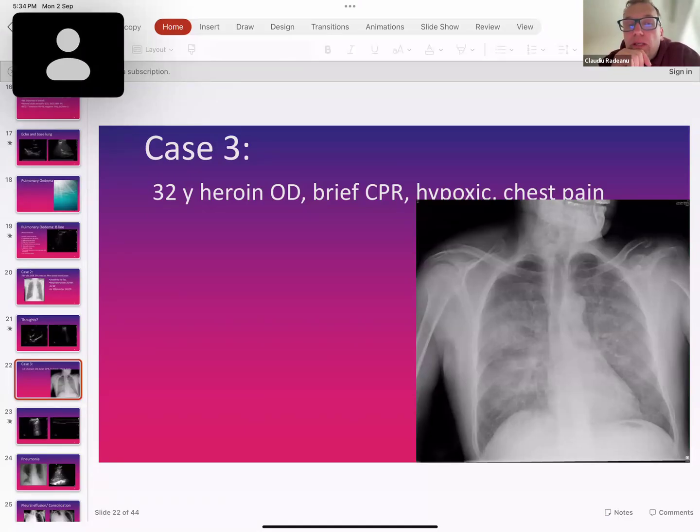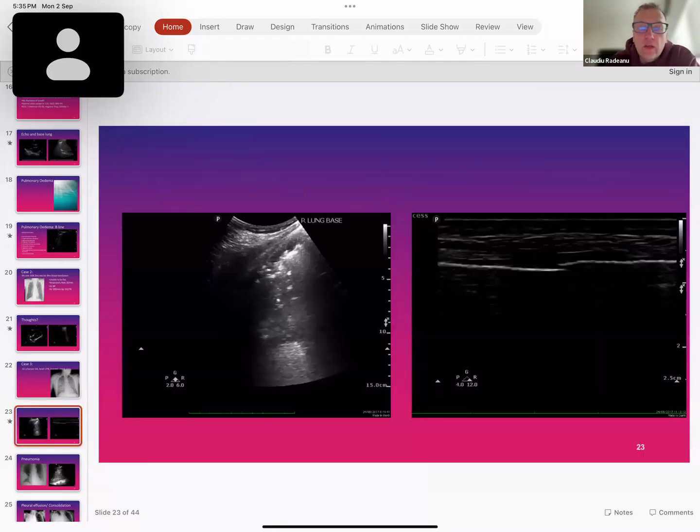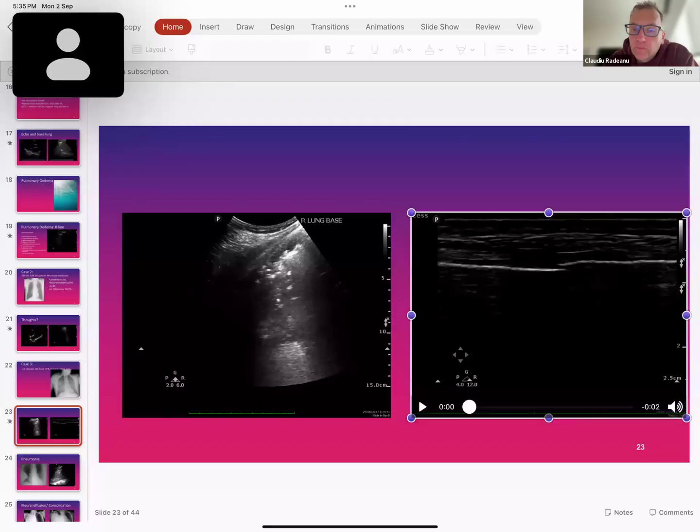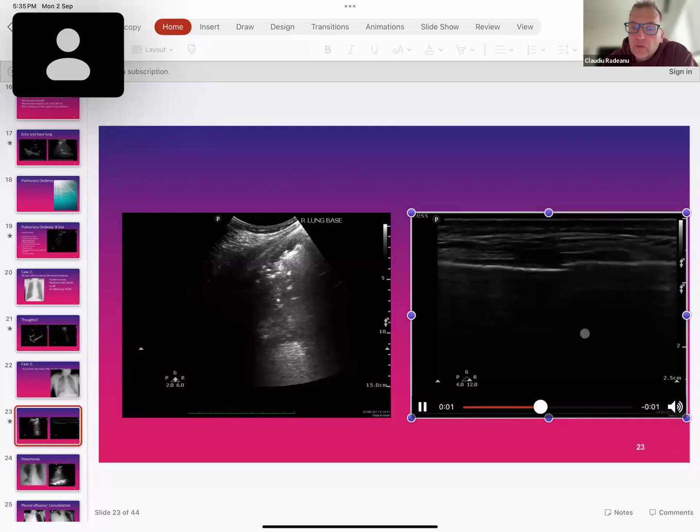We had someone who overdosed, and he was in an altered conscious state. We had brief CPR. He was hypoxic, and he has some chest pain. Now he had a chest X-ray that looks like this. You see some haziness in both lung fields, on the right and on the left. And on the ultrasound, it looks like this. This is along the sternum, the longitudinal view of the sternum. This is the bone. It's hyperechoic. But you'll see here the fracture of the sternum.